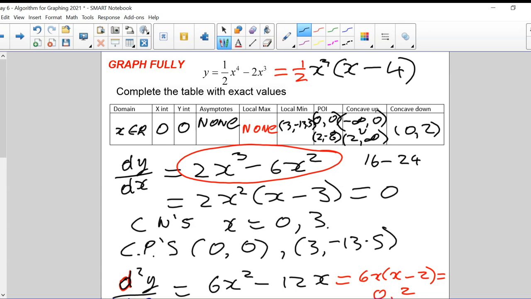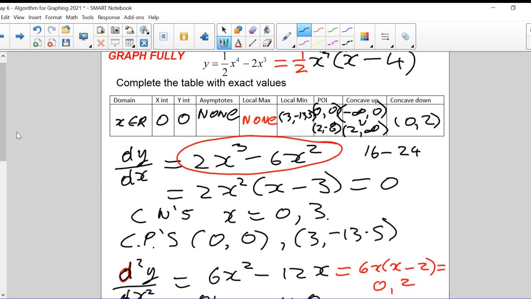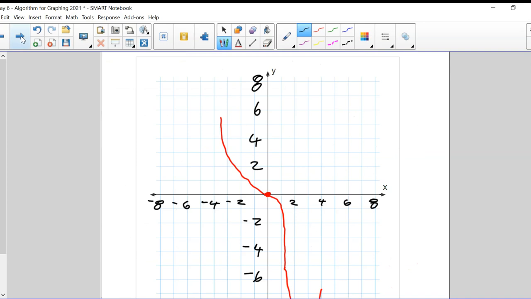If you multiply that back out, you get the same thing. 4. Did I do that right? Yeah, 4. There we go. So that will give me back my half x to the power of 4 minus my 2x cubed. So my other intercept, which I totally forgot, I need to put that up here. So 0 and 4. All right, so we'll put that on as well, up here in red.